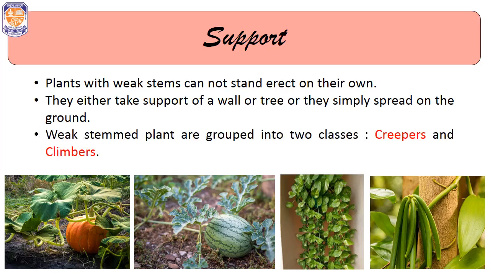They are creepers and climbers. Creepers are those plants which start spreading on the ground, so they take the support of the ground for their growth. Examples are pumpkin, watermelon, bitter gourd, etc. And the second class is climbers, where the plant takes the support of anything to climb upon. The examples are money plant, vanilla plant, black pepper, etc. So these climbers are specialized to take the support of any kind of support and climb on them.